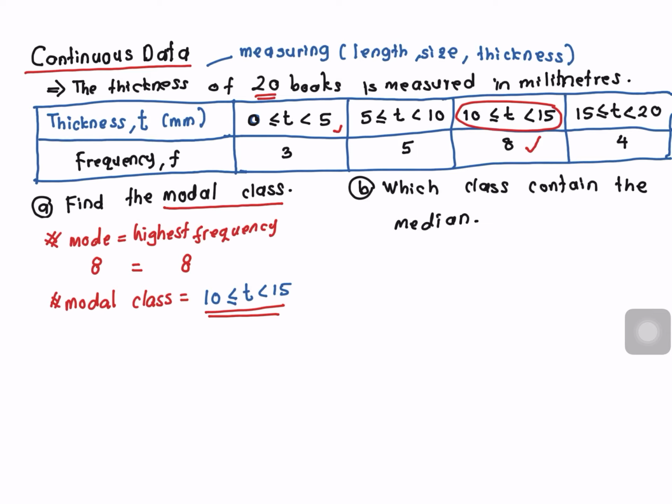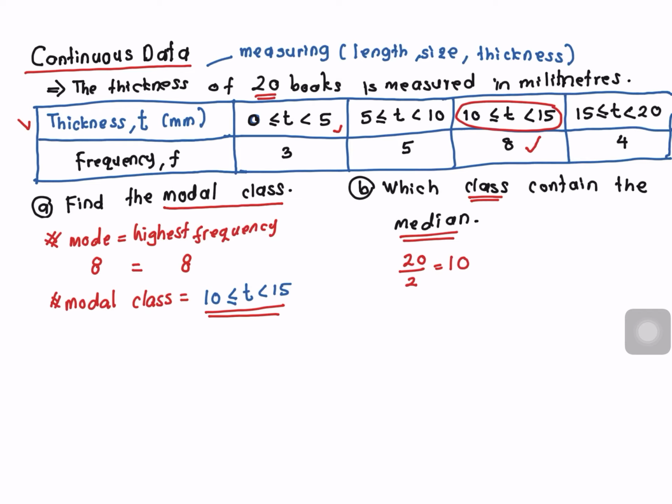Next question is, which class contains the median? Okay, so you need to know the class means here, the first row, the thickness. Okay, so the median, how to find the median? Okay, median, the total frequency divided by 2. So the total frequency here is 20 divided by 2, so it would be 10, right? It's equal to 10. So how to get it?